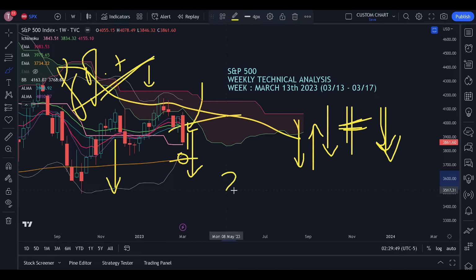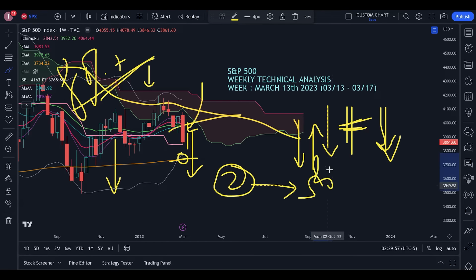Now guys, let's move on to the second point of the agenda of this S&P 500 weekly technical analysis. The second point of the agenda is the S&P 500 support and resistance levels. Let's see what the trading limits are for the S&P 500 in the next week. What will be the limit on the bullish side? What will be the limit on the bearish side, etc.